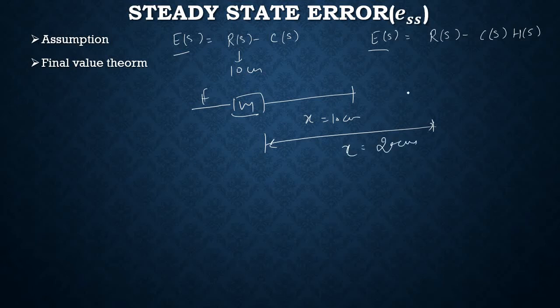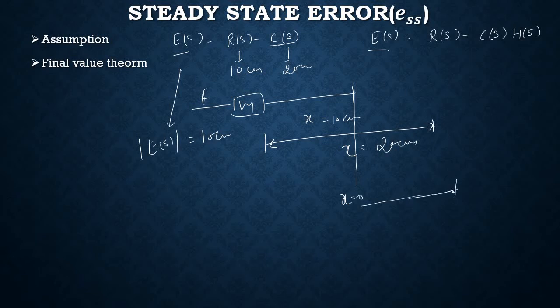So in that case the final response came out to be 20 centimeter. So what is the error we got? The magnitude of the error came out to be 10 centimeter. But if I say the system will start measuring the distance after traveling a distance of X equal to 10 centimeter, that means this is the initial condition, and now the rest of the distance I will measure. The system will measure the rest of the distance, and the rest of the distance will be equal to 10 centimeter.